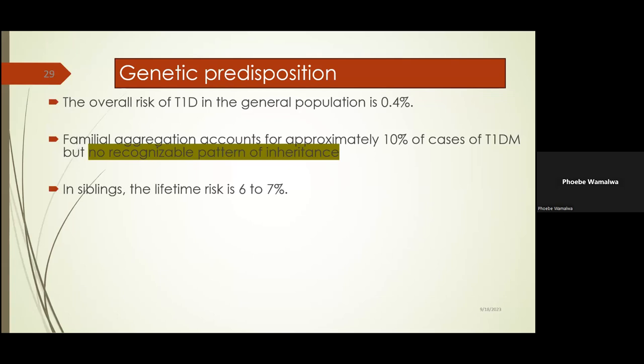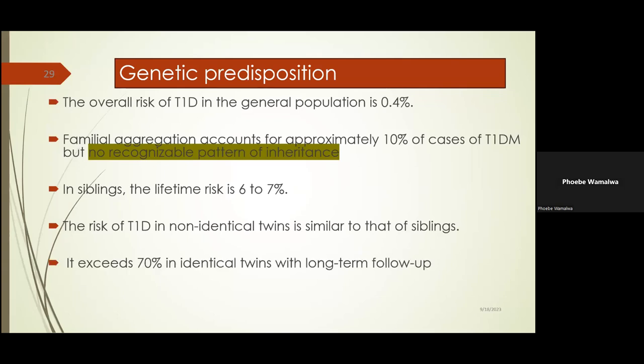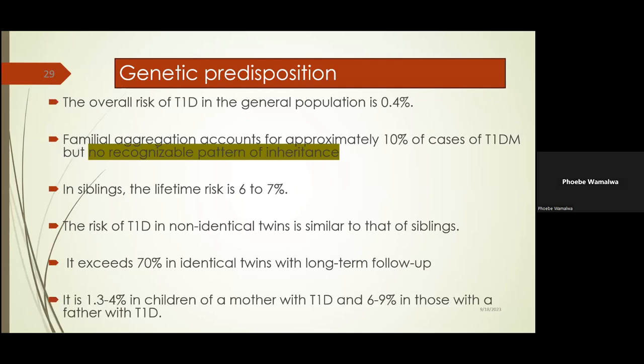So if a patient has type 1 diabetes, then the sibling of this patient has only around a 6 to 7% lifetime risk of developing type 1 diabetes. And this risk amongst the siblings is the same as the risk to non-identical twins. However, if we have identical twins and one develops type 1 diabetes, then the other identical twin has a risk of up to 70% of developing type 1 diabetes in their lifetime.